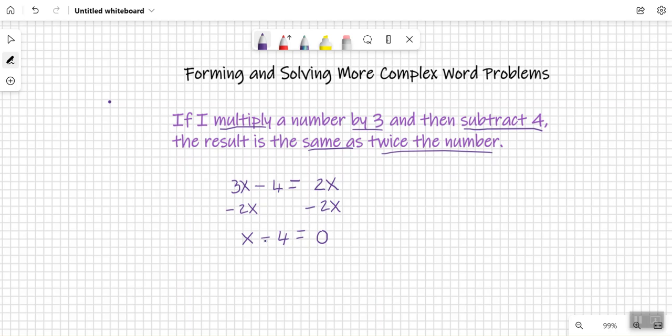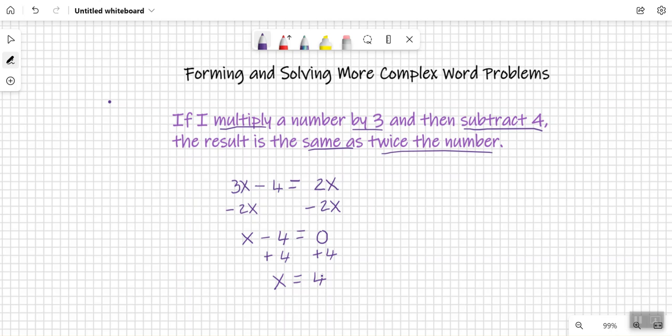So now I'm left with x minus 4 is equal to 0. Now what I can do is get rid of the 4 on this side. If I'm on minus 4, I want to get rid of that. I have to do the opposite of subtraction, which is addition. So I have to add 4. And if I add 4 on the left hand side, I have to add 4 on the right hand side as well. So these will cancel out, and then x is going to be equal to 4.